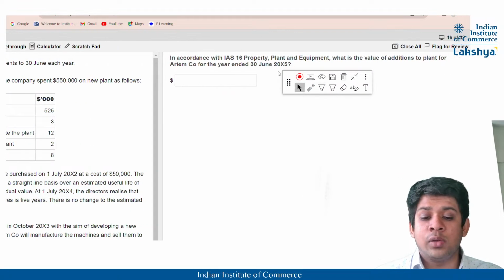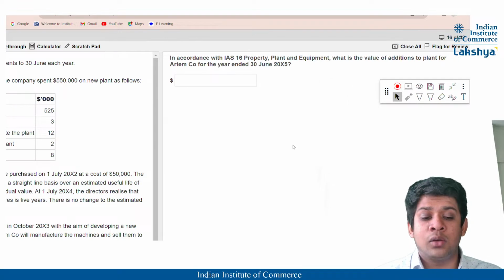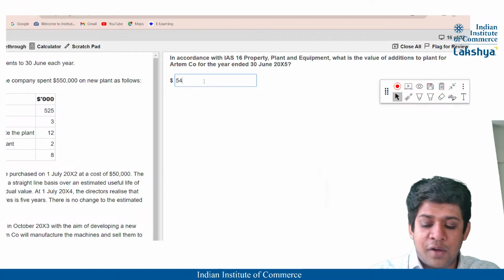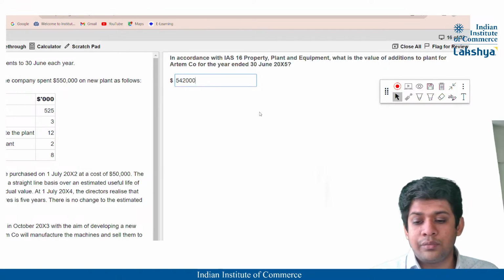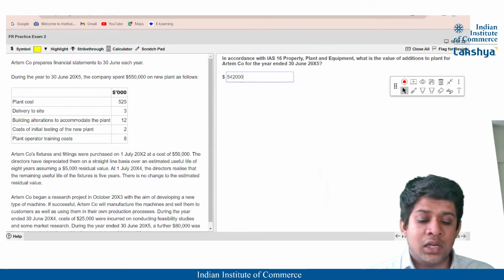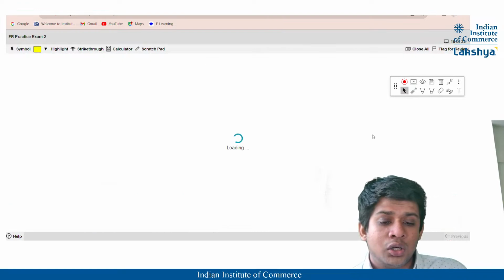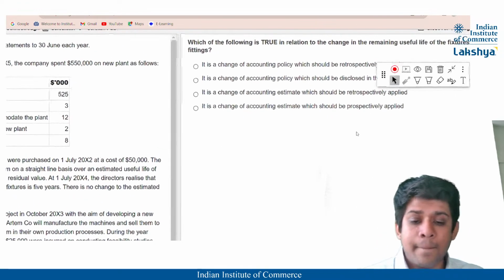So, in accordance with IAS 16 Property, Plant and Equipment, what is the value of the additions to the plant for Atom company? We just calculated it to be 5,42,000, right? I hope this sum is clear to you all. This was a very straightforward and easy sum. Moving on to the next question.